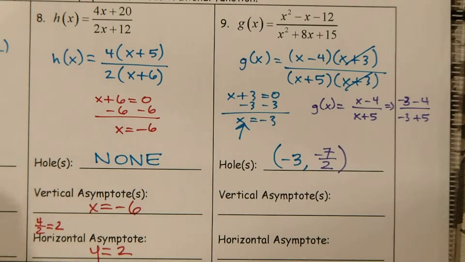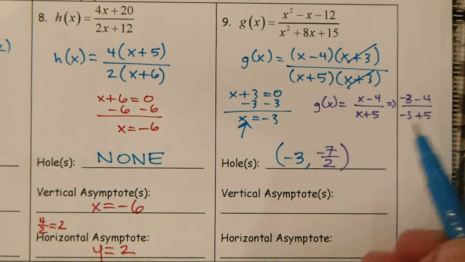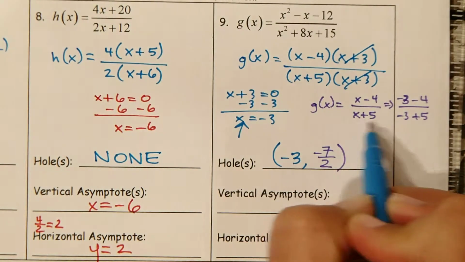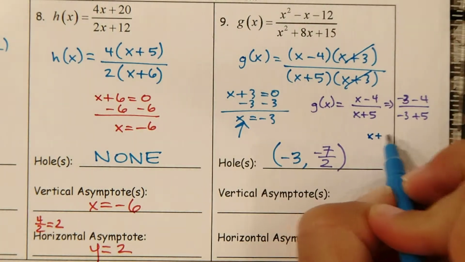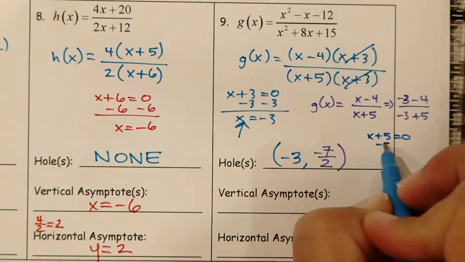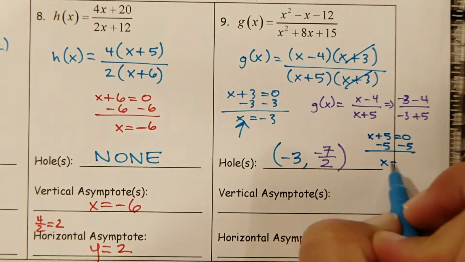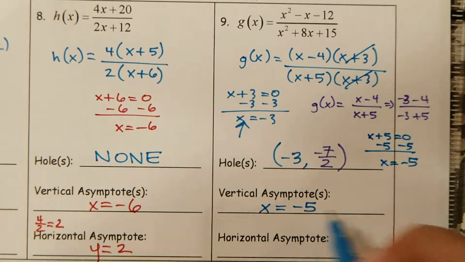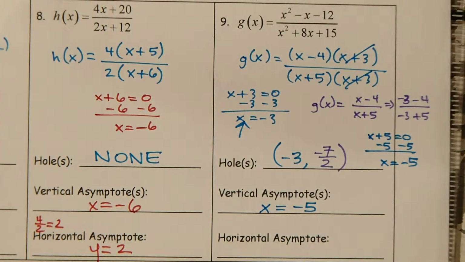Okay, now looking at the vertical asymptote, that is where the denominator equals 0. Well, we're looking now at this new function. So x plus 5 is what we're evaluating. So x plus 5 equals 0. Subtract 5, x equals negative 5. So our vertical asymptote is going to occur at x equals negative 5.